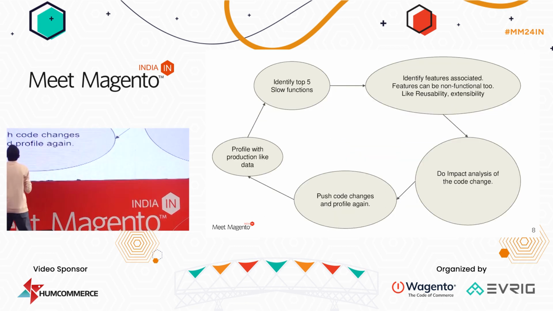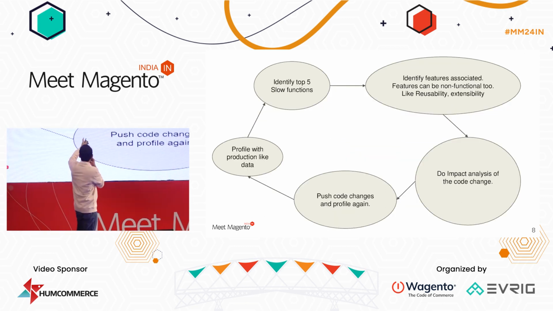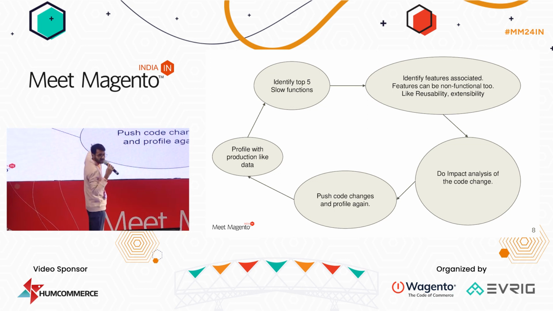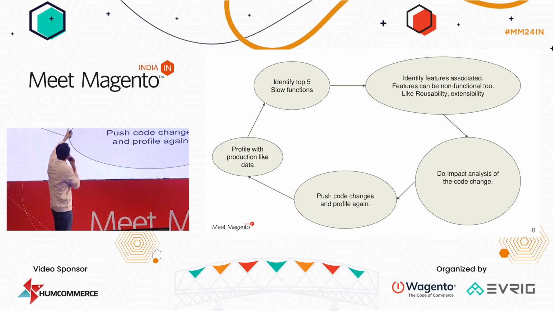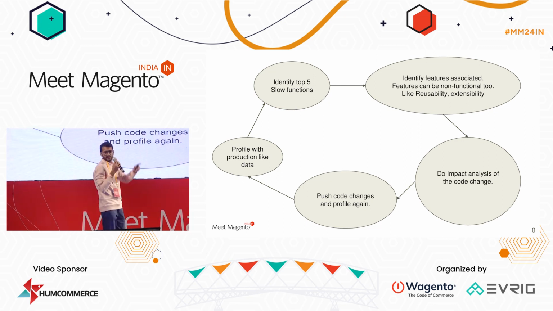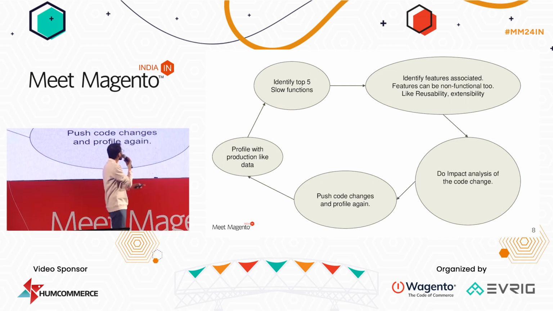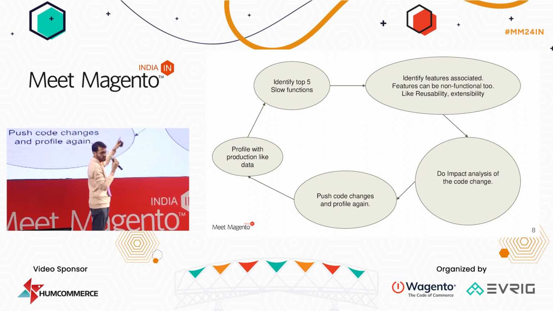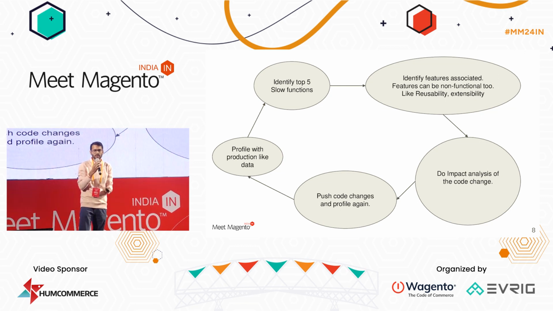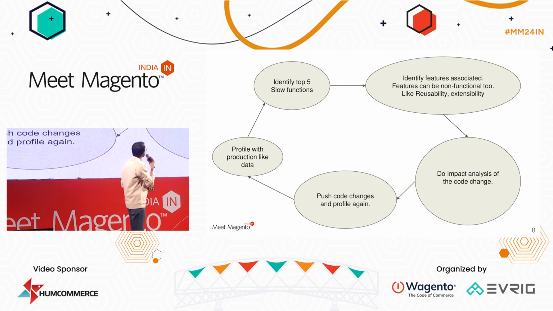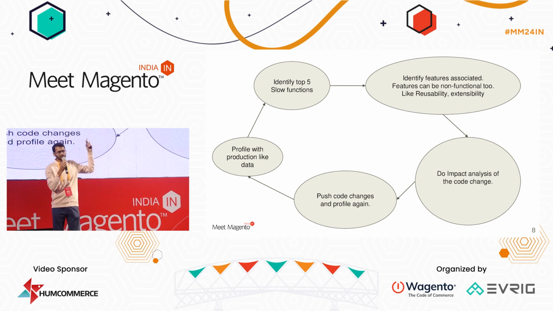Now, this is the process that I explained, right? Profile with production-like data with SPX, then identify top 5 slow functions. I make a list. I just don't go around the profile. Top 5 functions that I want to optimize. Then identify features associated with that particular code. You want to know that. Can I get rid of that feature? And then the features can be extensibility, reusability, and this is the time-consuming part of the code. Then do impact analysis, push code changes, and most importantly, profile again and get some proof.